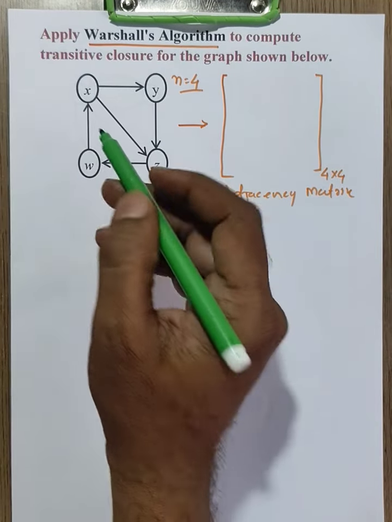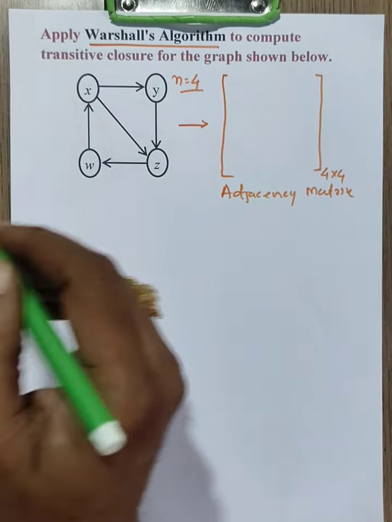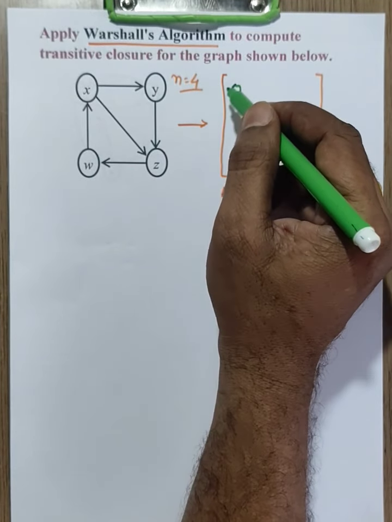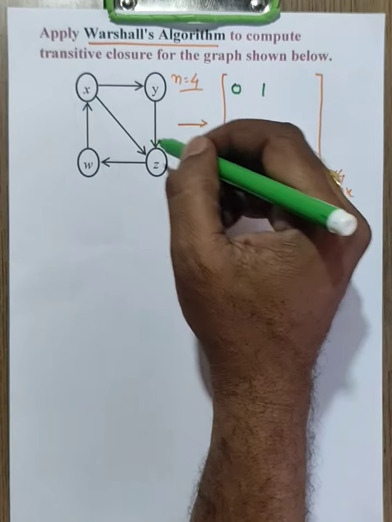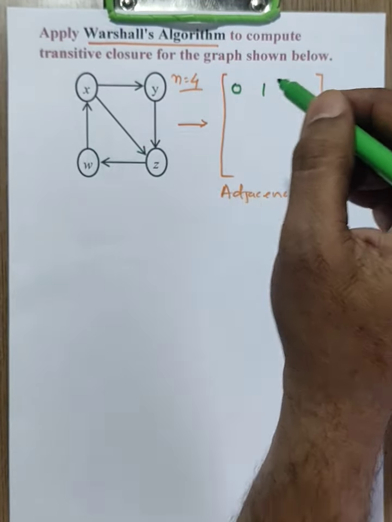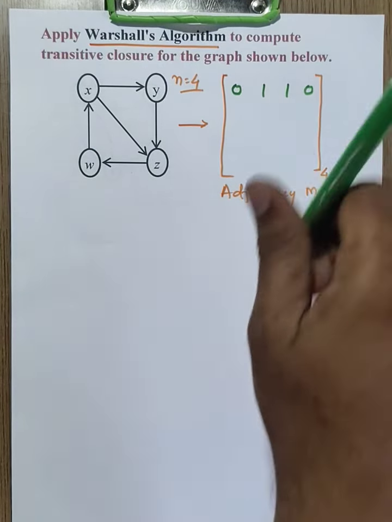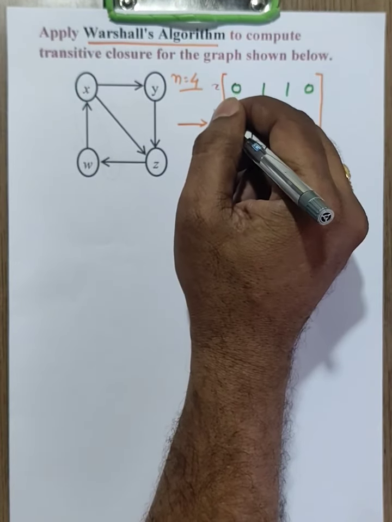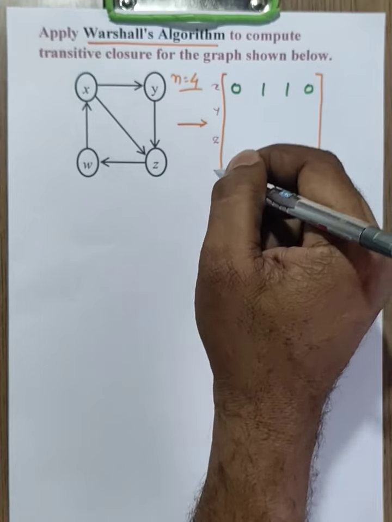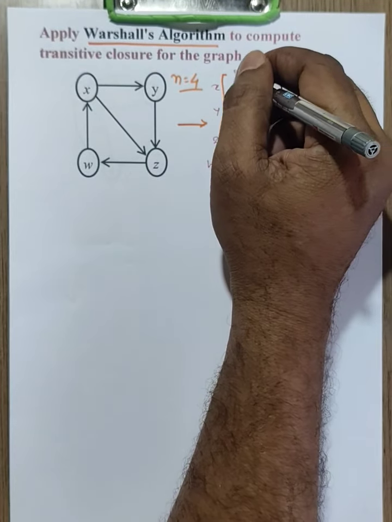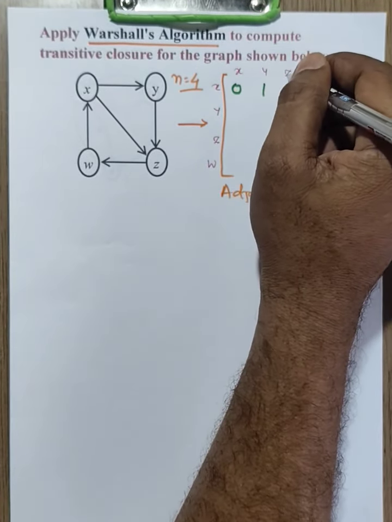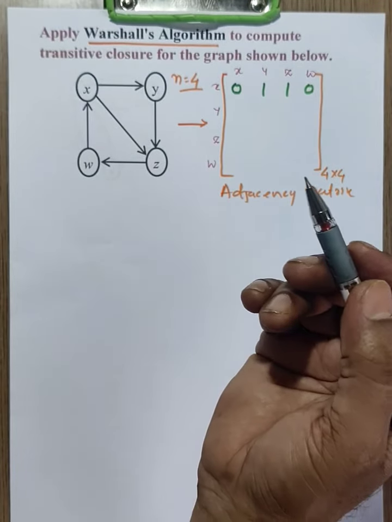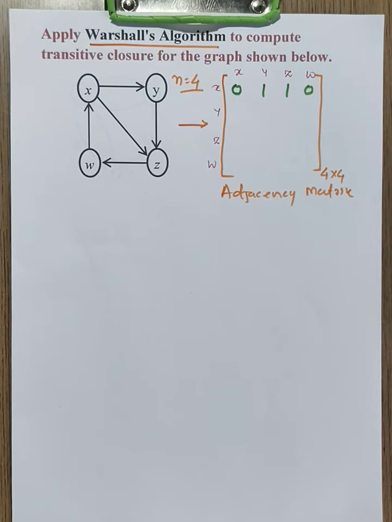In this adjacency matrix, first x to x: is there an edge? No. x to x is 0, x to y is 1, x to z is 1, x to w is 0. By default the order is x, y, z, w, or you can take w, x, y, z. The meaning is the same, but the matrix will be different.